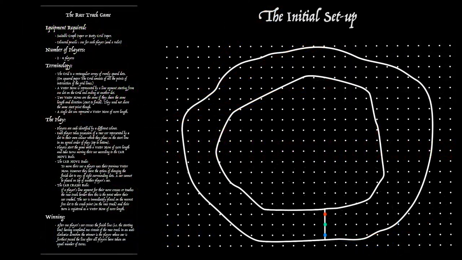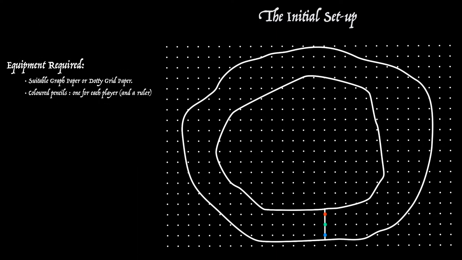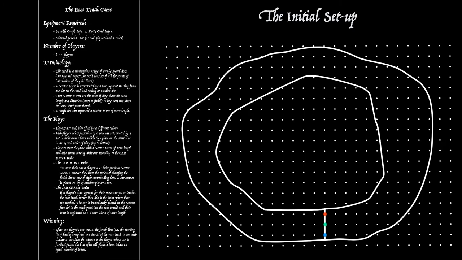Mr. Cozy here. So this is the racetrack game. Let's see what's required. We play it on a grid of dots, graph paper suitable, coloured pencils, one for each player, and definitely a ruler to stop argument. Now, underneath this video, you'll find links to templates that I've made.